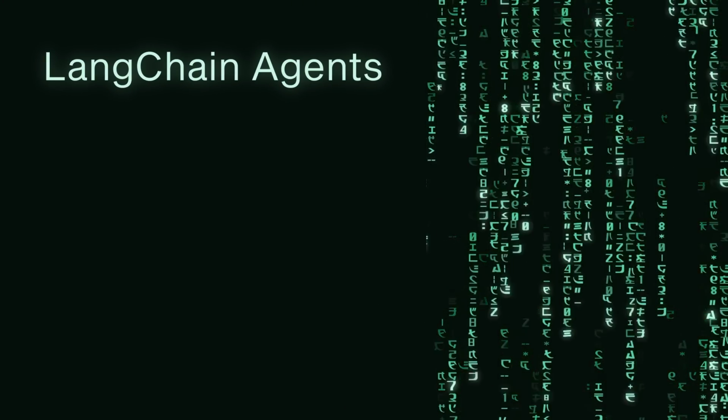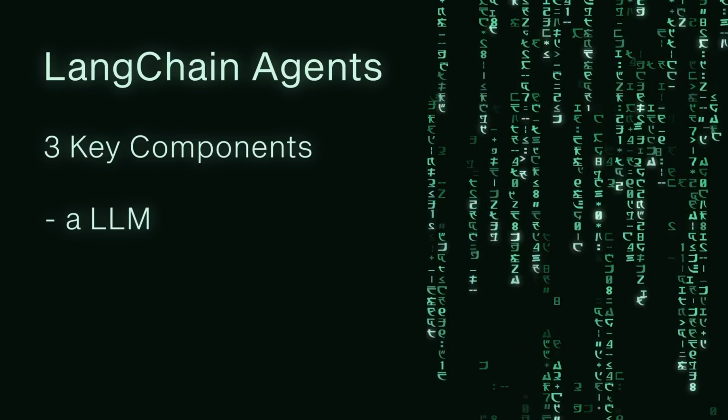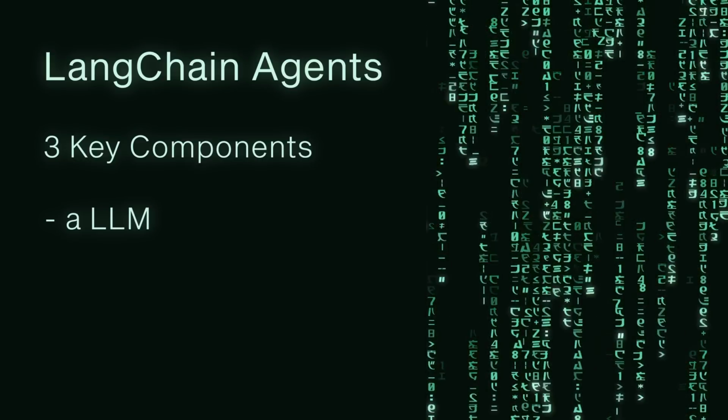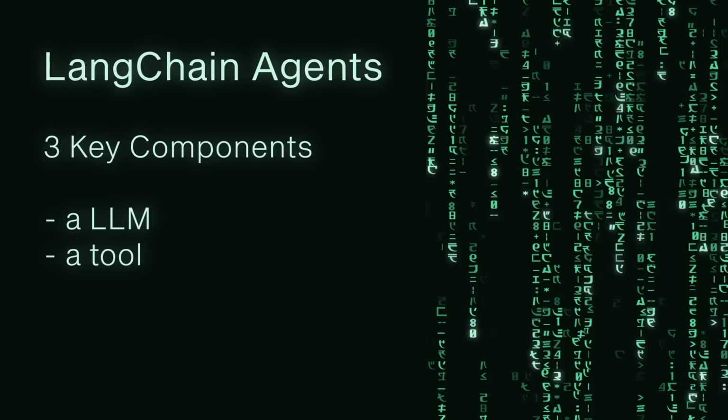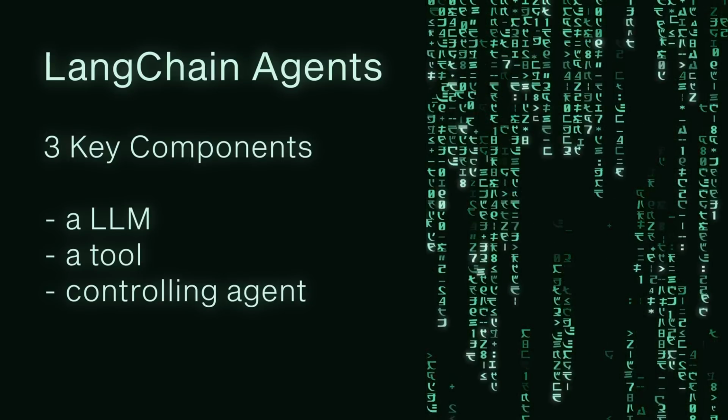Let's start with a very simple example of this. What we're going to do is build a calculator agent that can also handle some general knowledge queries. Now, to use agents in LangChain, we need three key components. That is a large language model or multiple large language models, a tool that we will be interacting with, and an agent to control that interaction.